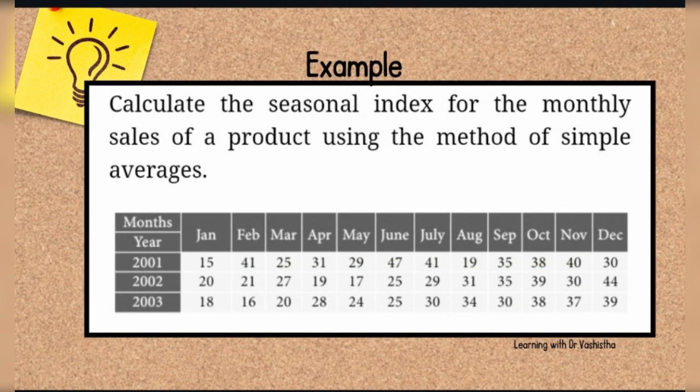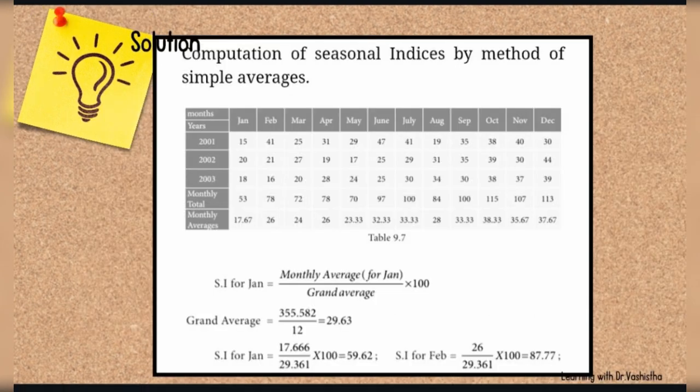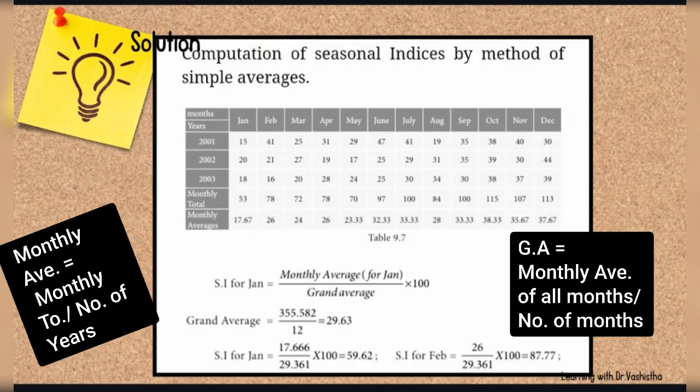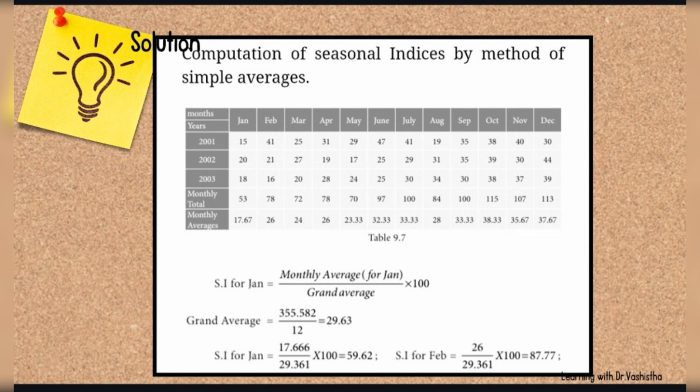Here the monthly sales data of a product has been given for 3 years, and we need to calculate the seasonal index for this using the simple average method. Very first, we'll take out the monthly total. For example, for January, in the first column, you see 15, 20, 18. So we have taken out the total sum for the monthly total. Similarly for other months also, we'll first take out the monthly total value.